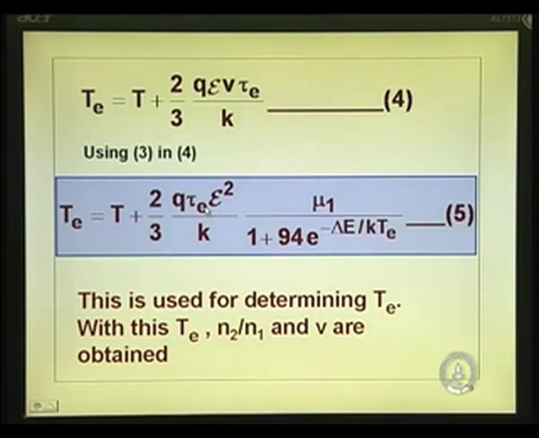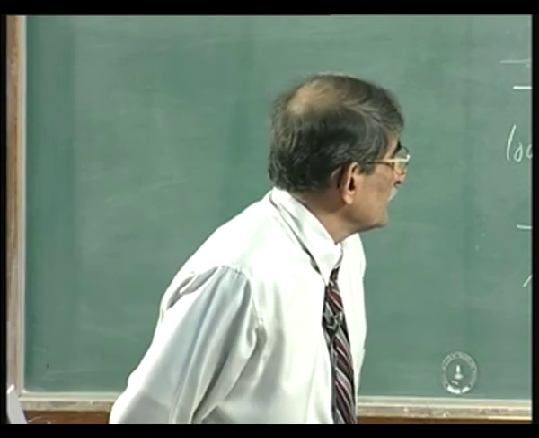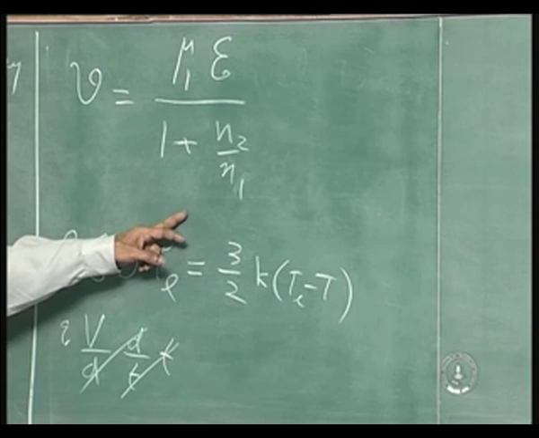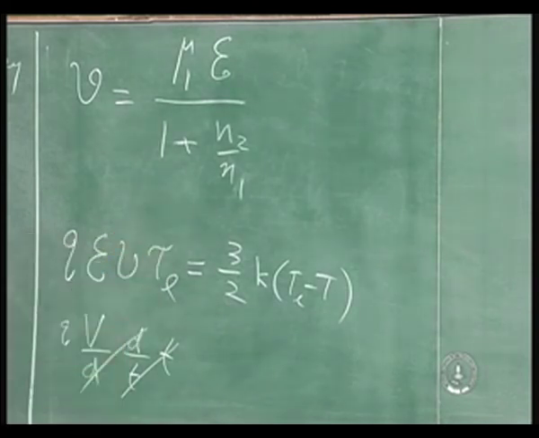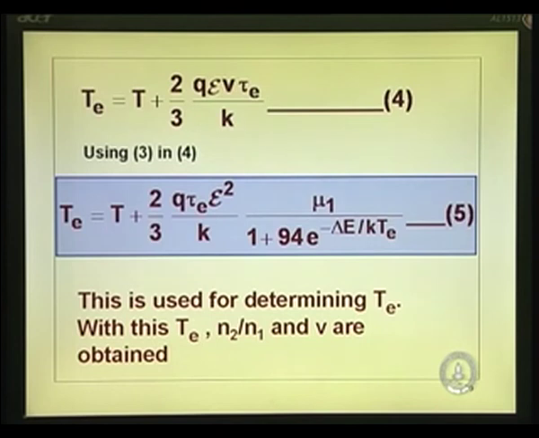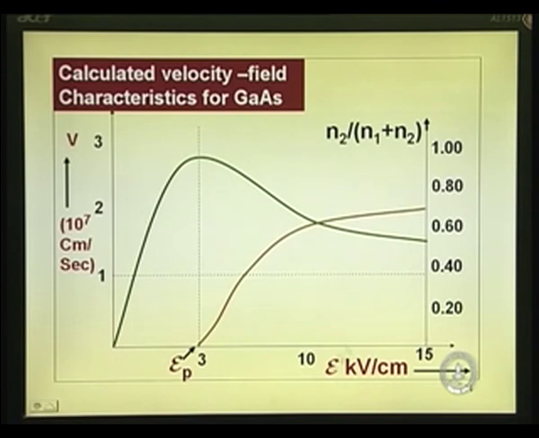substitute in velocity. Velocity mu 1 E divided by 1 plus 94 into e to the power minus delta E by k T e, with T e got from this particular transcendental equation. Once you do that, you plot that, you find out the temperature and substitute in that equation, you get N2 by N1. N2 by N1 is this. In fact, this is N2 by N1 plus N2. On the right hand side axis, if you see, it is 0.2, 0.4, 0.6, etc. N2 divided by total electron concentration.